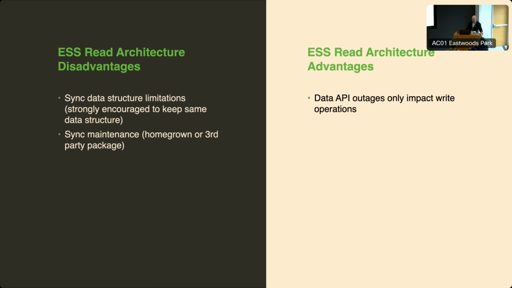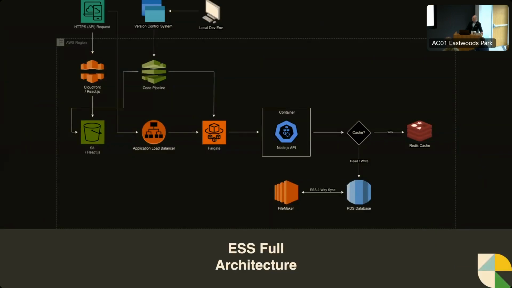Advantages are that the data API outages only impact the write operations. I'm sorry, no, I did have that right. My brain is working backwards. So now if FileMaker's down, we can still read from the database and we can still show our data to our web solution. The reads are scalable. We talked about that we can scale out the RDS instance. We can create new read instances.